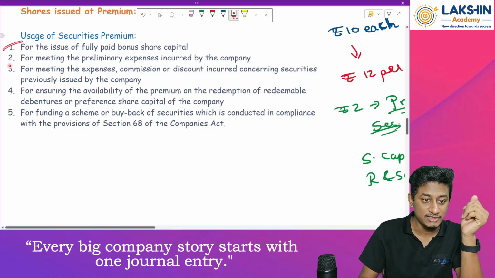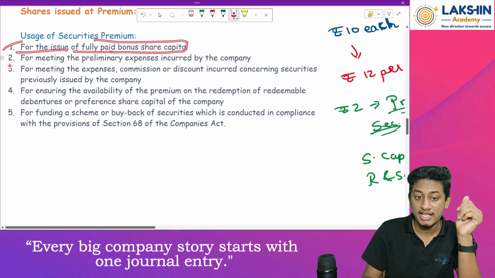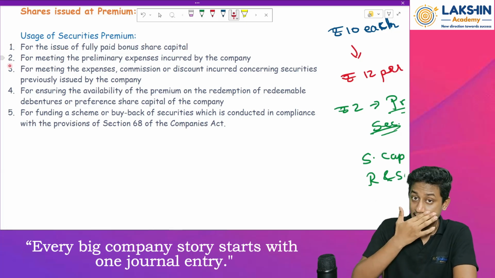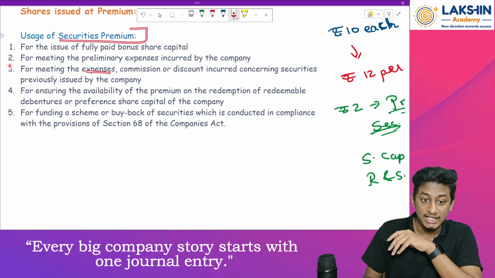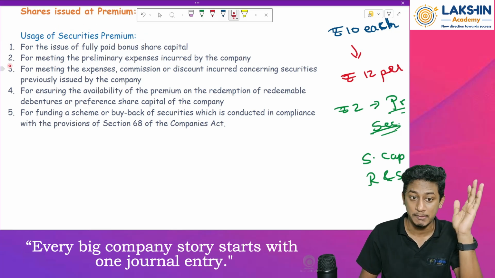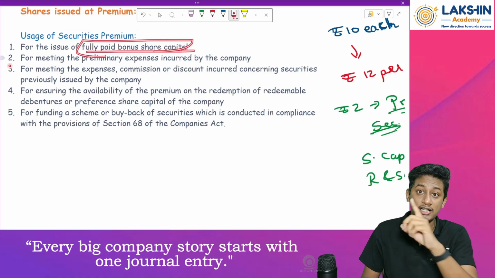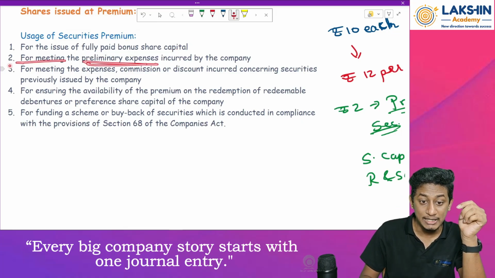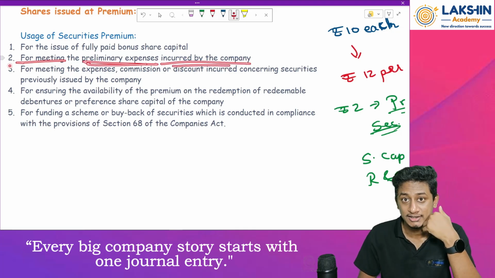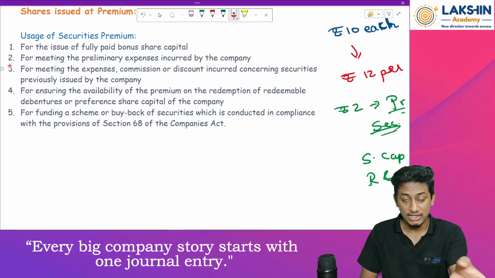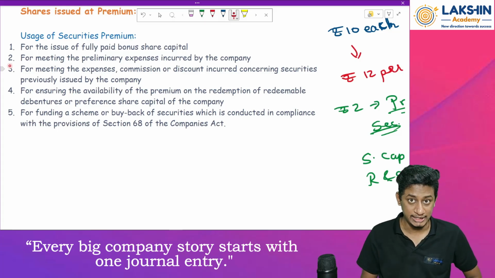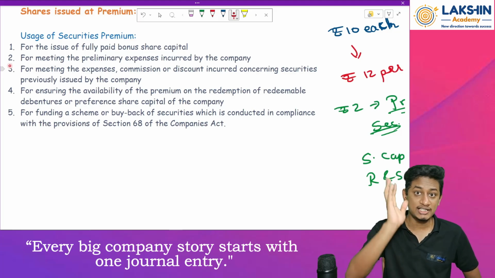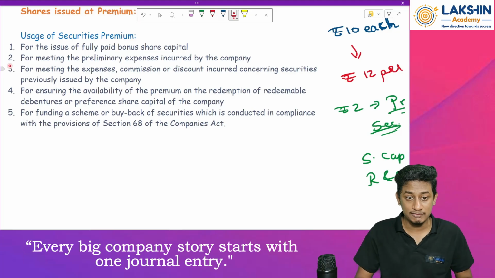Clear? Okay. First is for the issue of fully paid bonus shares. If a company wants to issue bonus shares, the company can use the money from securities premium. This will be taught clearly in the fourth unit, that is bonus shares and rights shares. Clear? Okay. Going ahead, for meeting any preliminary expenses incurred by the company. What are preliminary expenses? That means before the company was incorporated, if I incur some expenses related to opening or incorporating the company, those expenses will be called preliminary expenses.